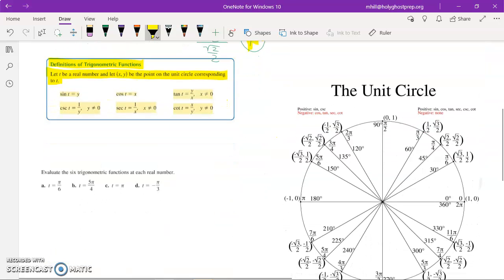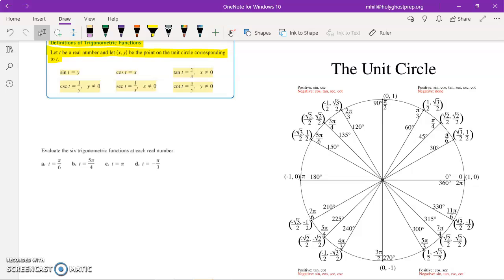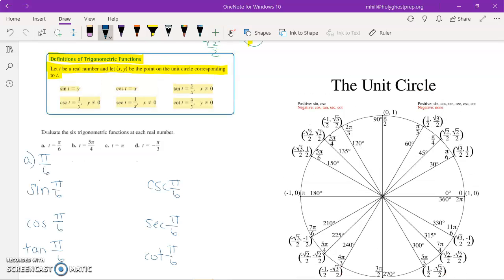All right, on the right-hand side is our lovely, nifty unit circle filled in. And on the left-hand side, we are going to evaluate our trig functions now. We're going to evaluate the trig functions for angles that are no longer in degrees, but in radians, and our unit circle is going to help us to determine those values. All right, so let's look at part A to start.